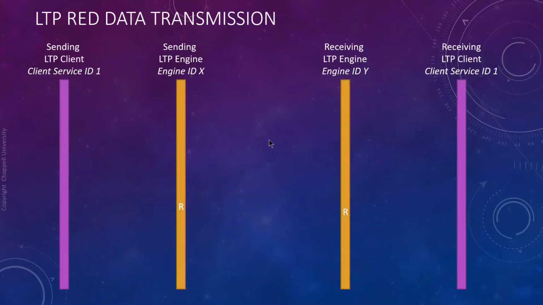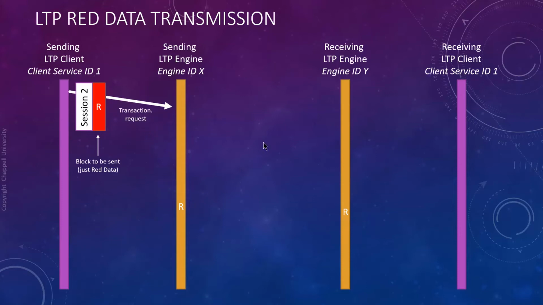So here's how a red data transmission would work. In this example, we have an application here, and the application is saying, okay, I'm going to set up session number 2. It's only red data. It's going to send that to the engine, the LTP engine. That engine is going to send that data out, and in every data packet, it's going to put in the offset of where this data sits within the block and the length, how many data bytes are in this packet.